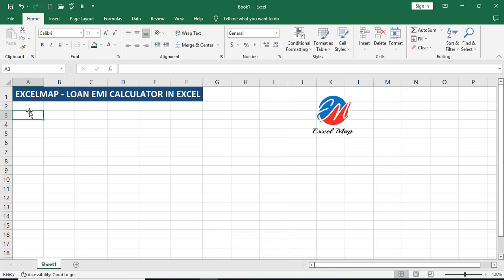This is Srinivas Reddy. In this video, we'll create a loan EMI calculator. First, we'll see what is EMI, how to calculate the EMI, and what is the present balance and principal payment, interest payment, and what is the ending balance. We'll calculate all these things. We'll discuss everything from scratch in this video.